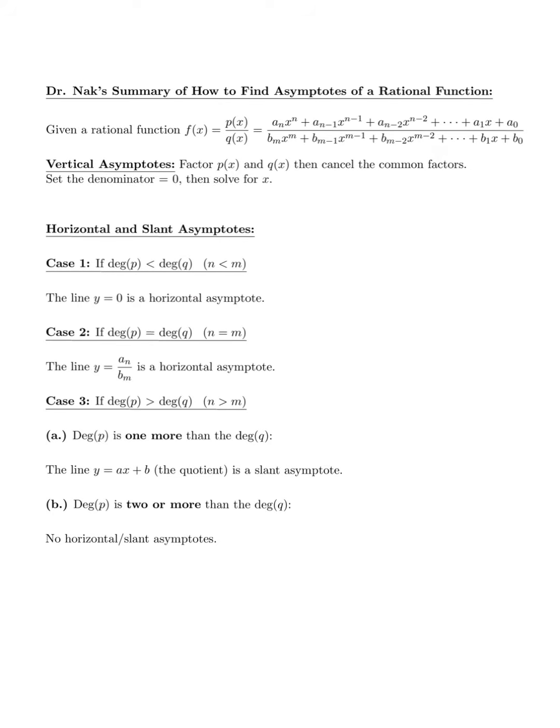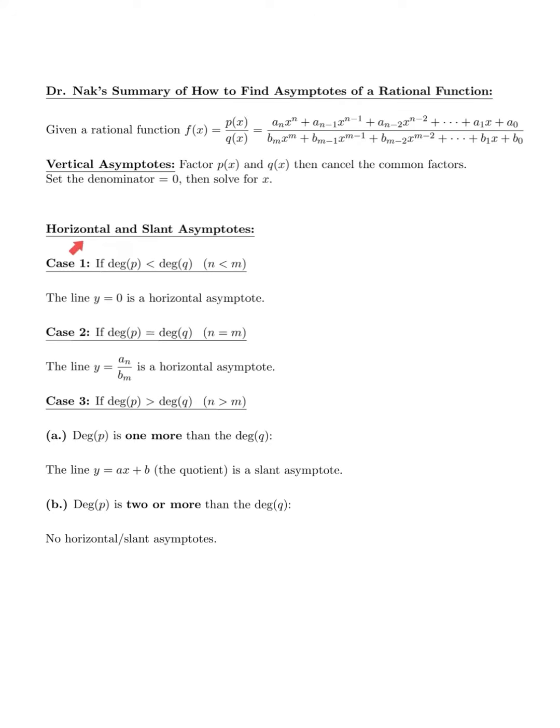So here's the summary sheet that I made up. Let's just go over this. Because we learned vertical asymptotes and horizontal asymptotes, now we've got the slant asymptotes going on. Given the rational function p of x over q of x, to find the vertical asymptotes, factor p of x and q of x, then cancel the common factors. Then set the denominator equal to 0 and solve for x.